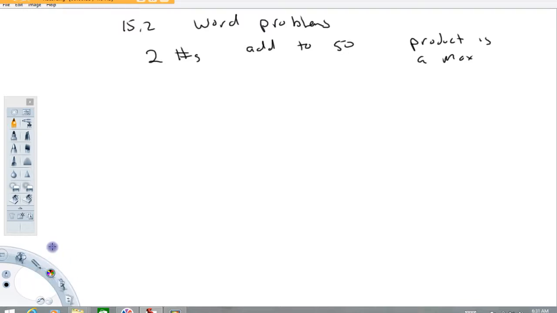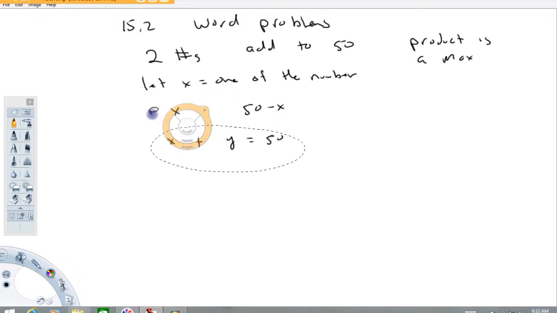Actually, before we do anything, we should define a variable. So how about let x equal one of the numbers. Now, if these numbers add to 50, if x is the first one, the other one's got to be 50 minus x. If you don't see that right away, let's say the first number was x and the second number was y, but they have to add to 50. If you solve that for y, you get 50 minus x. I think we should do it this way so that we only have one unknown. So let's clear that. All right, next.